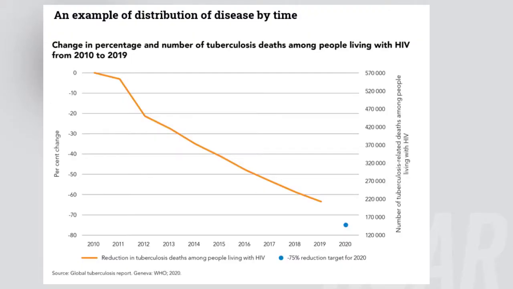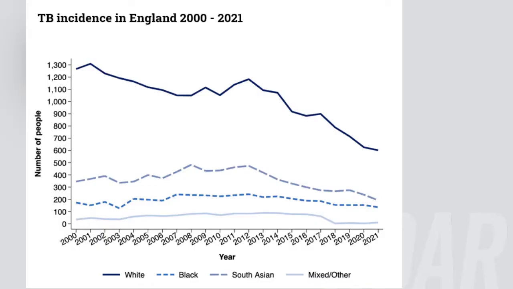And that is an example of distribution of disease by time. We see the change in percentage and number of tuberculosis deaths among people living with HIV from the year 2010 to 2019. This also is another example of a distribution by time: the TB incidence in England from the year 2000 to the year 2021.